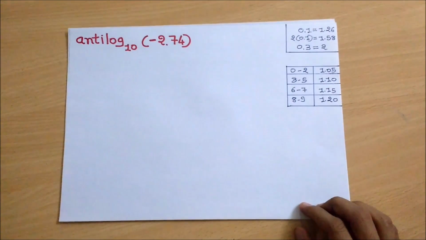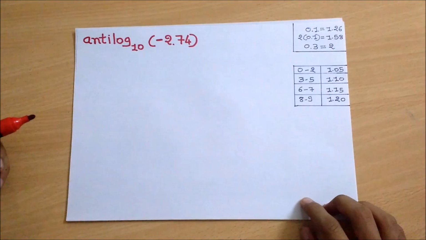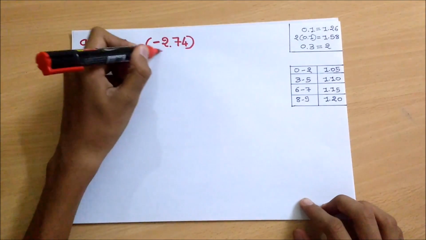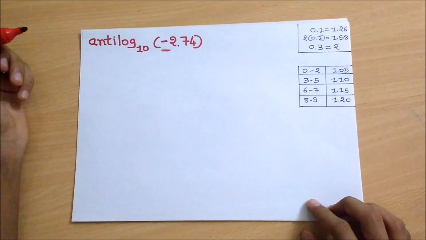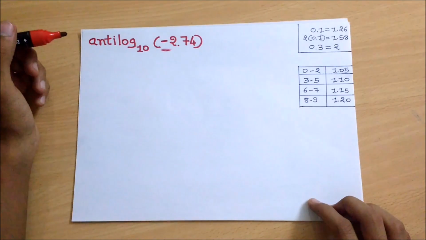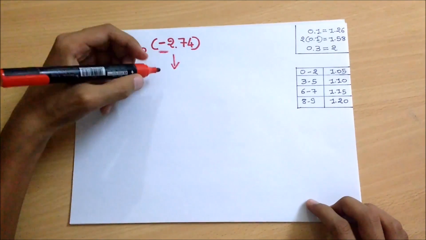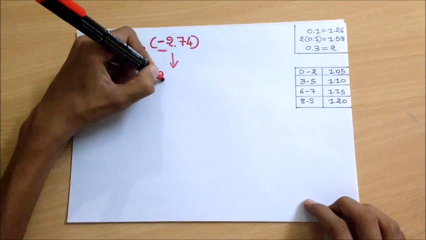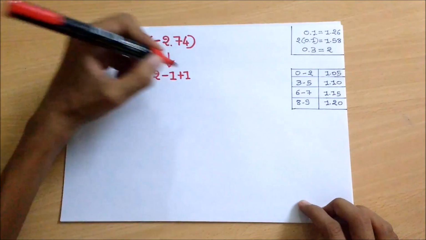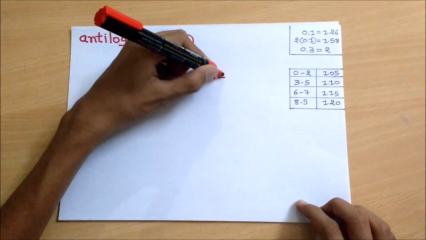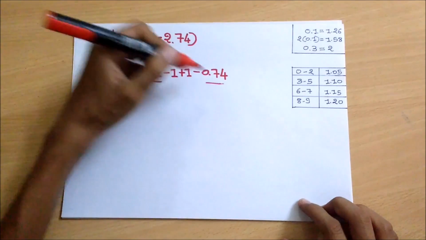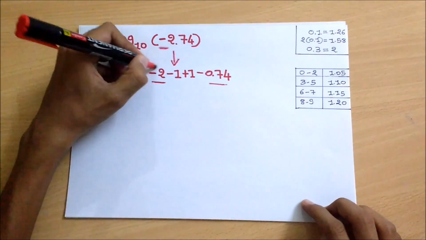Next example is antilog of minus 2.74. We have to make some changes before applying the trick because it is a negative value. Now we can write it as minus 2 minus 1 plus 1 minus 0.74. We will simplify it as minus 3 plus 0.26.